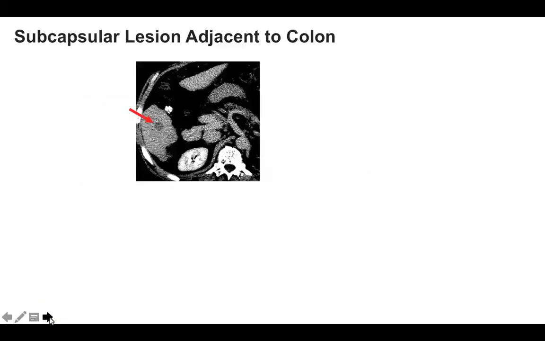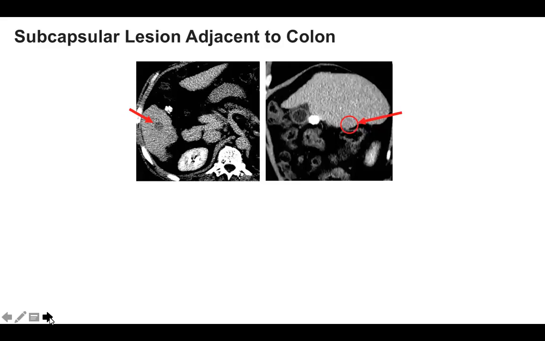Here's a tricky one that at first pass may not seem tricky. It's a lesion in the right lobe of the liver, seems like a chip shot for all intents and purposes. However, I'm a big fan of using all planes and all reformations when planning an ablation, because oftentimes you'll see that a lesion like that is actually a subcapsular lesion and it's right up against the colon.